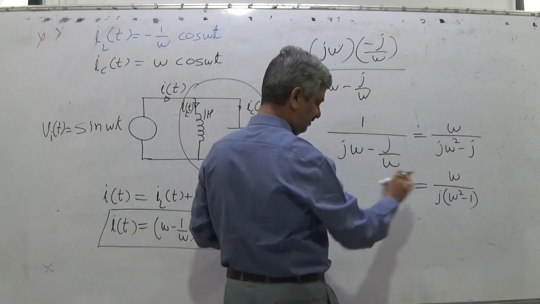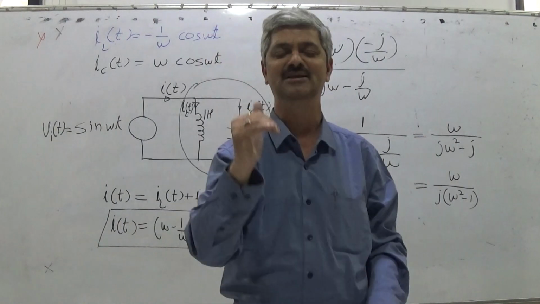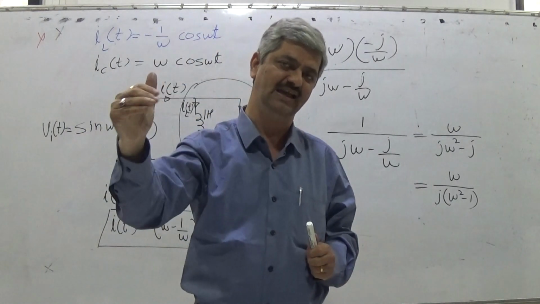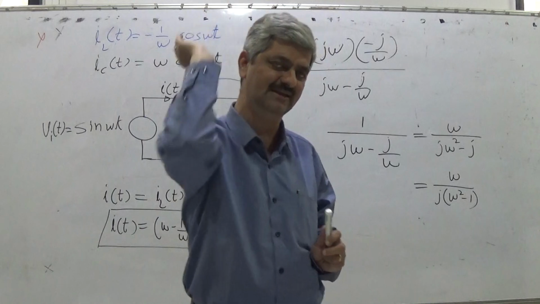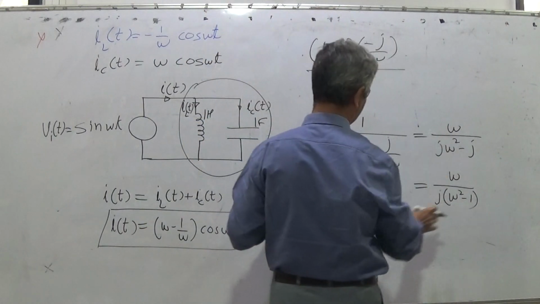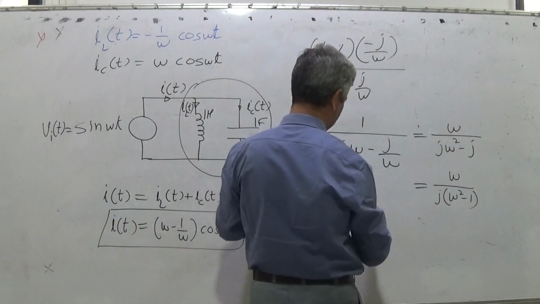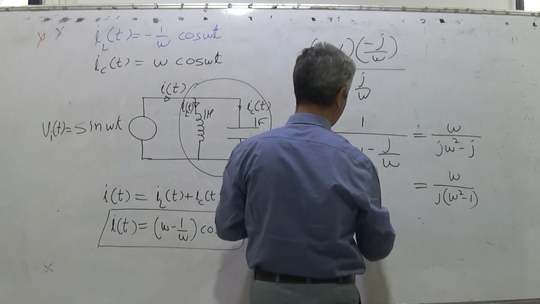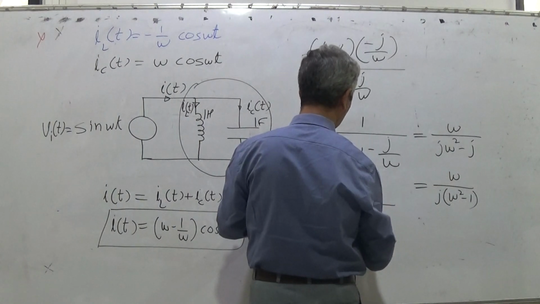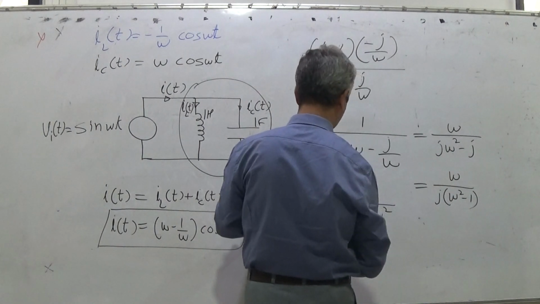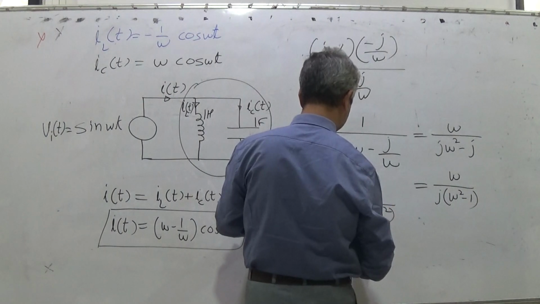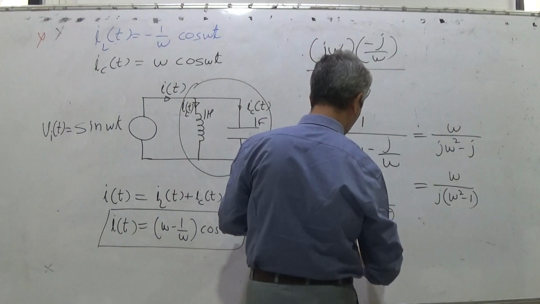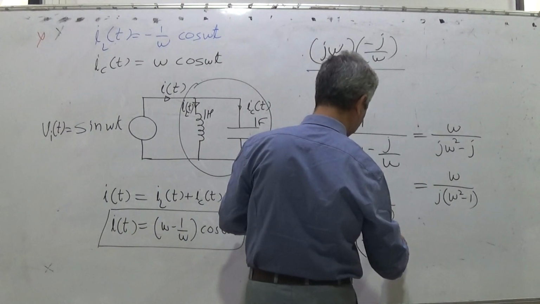Multiply again. J is not to be kept in the denominator. So always go with such simplification till you get A plus JB. So multiplying numerator by J again, effective impedance Z is equal to J omega upon 1 minus omega square, that is J into bracket omega upon 1 minus omega square.